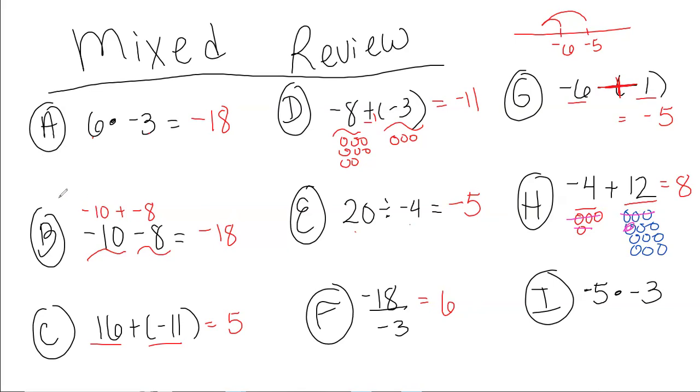And finally, I, multiplication, negative times negative, they're the same. That means it's going to be positive. 5 times 3 is 15. Leave it positive. And done.